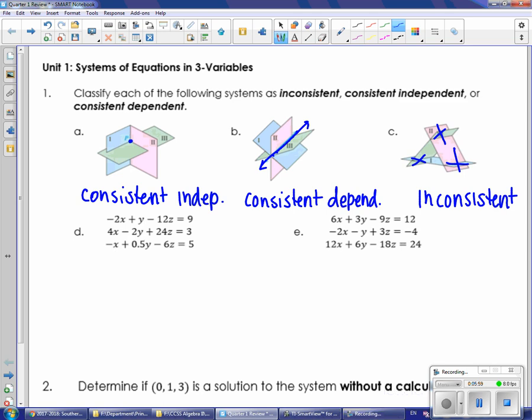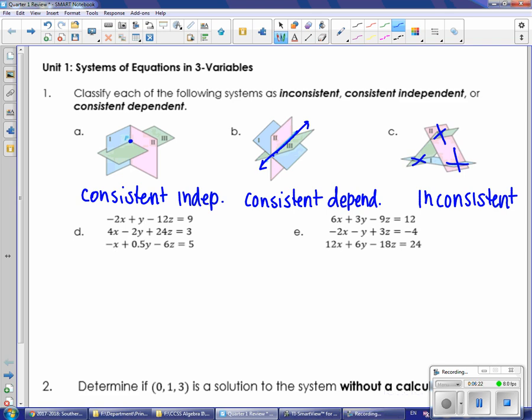Okay. So if you're given a graph, I think it's pretty straightforward how to classify the systems. In letters D and E, you're actually given the systems, and you have to classify them according to the number of solutions. And the best way to do this is to just start solving. The first step in solving is to try to eliminate one of the variables.